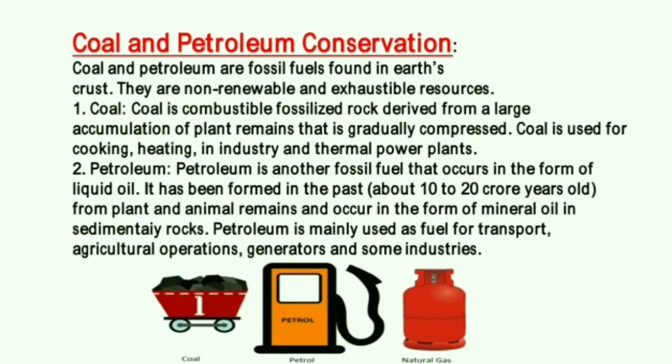Coal and petroleum conservation. Coal and petroleum are fossil fuels found in the Earth's crust. They are non-renewable and exhaustible resources. Coal is combustible fossilized rock derived from a large accumulation of plant remains that is gradually compressed. Coal is used for cooking, heating in industry and in thermal power plants. Petroleum is another fossil fuel that occurs in the form of liquid oil. It has been formed in the past from plant and animal remains and occurs in the form of mineral oil in the sedimentary rocks. Petroleum is used as a fuel for transport, agricultural operations, generators, and some industries.